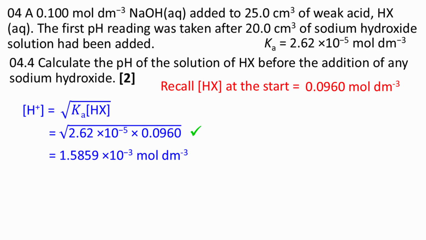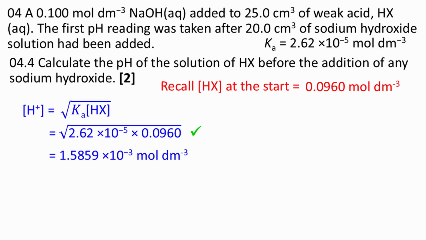Next, we have a weak acid pH calculation. We can use H plus is equal to the square root of Ka multiplied by HX. This is a useful expression to memorize. We can use it when weak acids are present on their own, when the concentration of H plus is equal to the concentration of X minus.